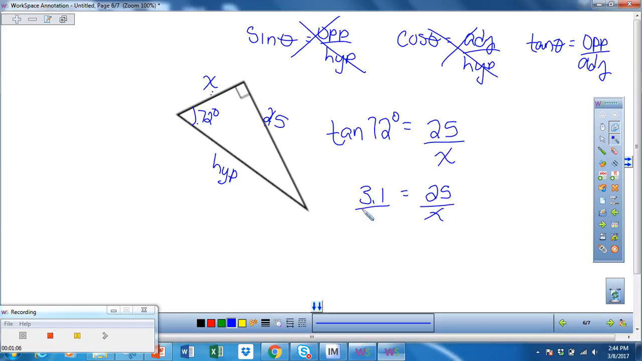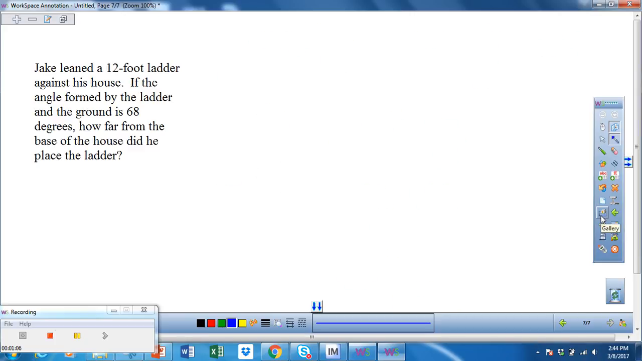Once again, I'm just going to use what we've done before and cross multiply. So I get 3.1x is equal to 25. Divide both sides by 3.1. And I get x is equal to 8.06, or 8.1. Okay? So let's do this one last word problem.